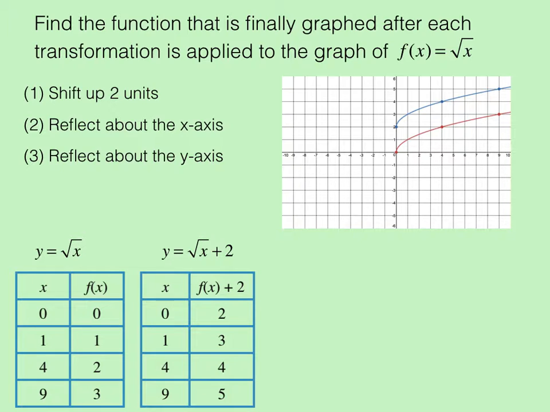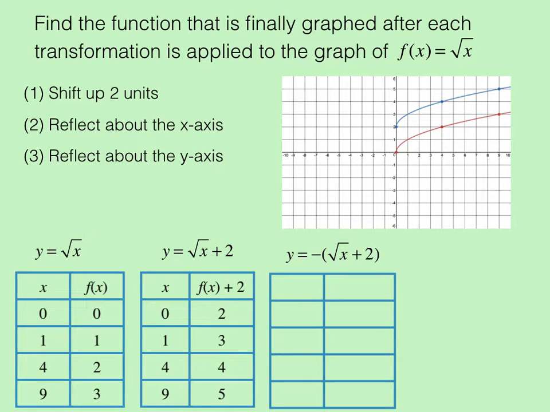Now when we reflect about the x-axis, symbolically that means we want to negate our previous expression. And with the table, what this means is it was the previous table values, but just with the opposite y value. When we graph that, we're expecting the mirror image of the previous graph.